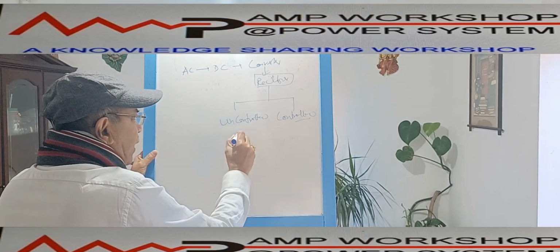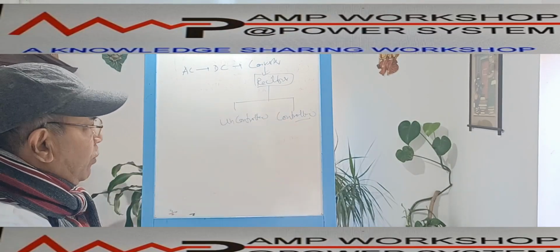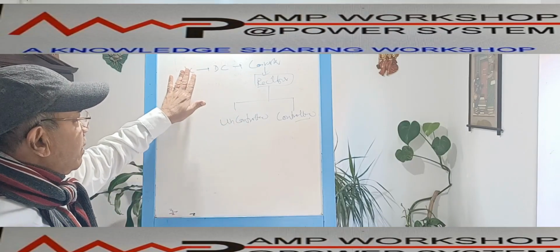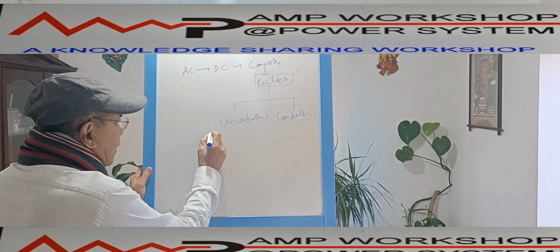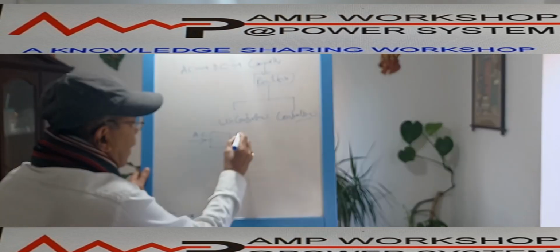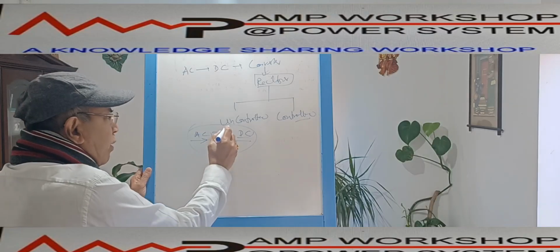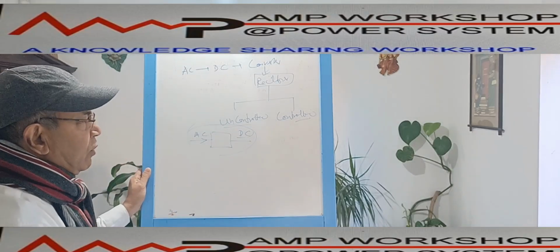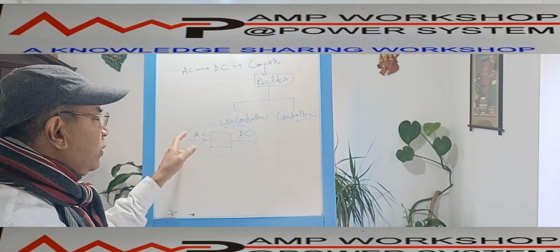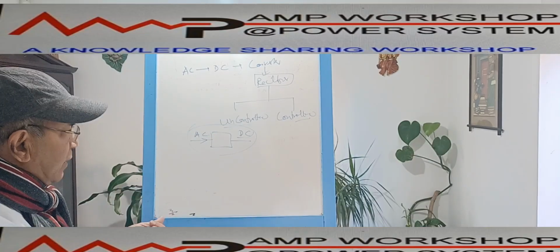These uncontrolled and controlled rectifiers use different types of electronic components. If this is the rectifier block, it has an input and an output. At the input we give the AC voltage and at the output we get the DC voltage. This is the job of a rectifier or converter, of any type, controlled or uncontrolled. Both have the function of converting AC voltage to DC voltage, or AC current to DC current. That is the function of the rectifier.